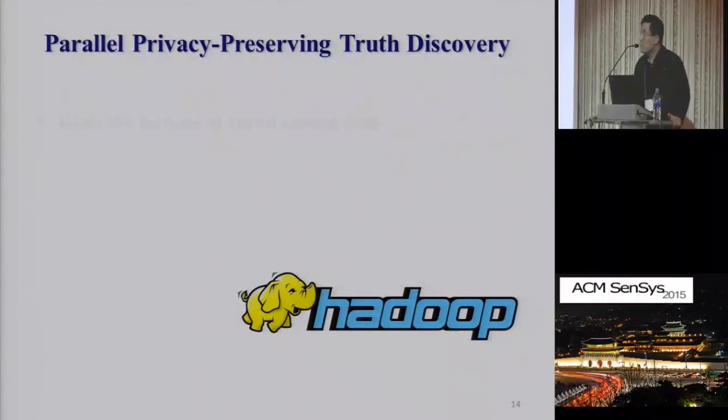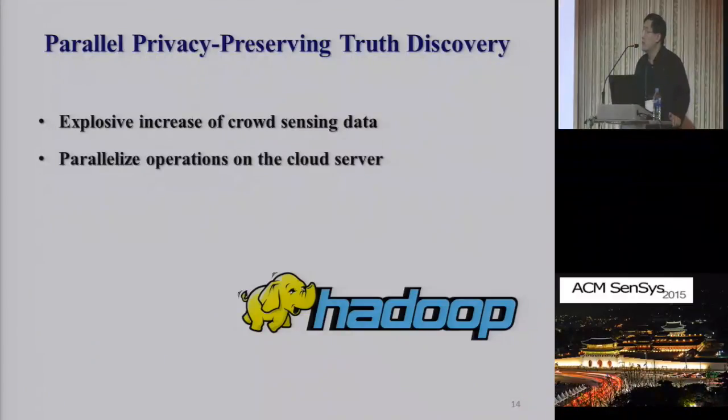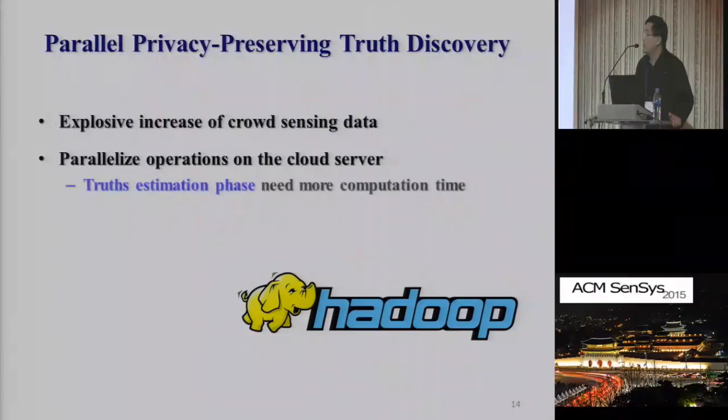So in order to handle the explosive increase of the crowd-sensing data, we actually parallelize some operations on the cloud server. Because compared to the weight estimation phase, the truth estimation phase consumes much more computation time, we use the MapReduce framework to parallelize the truth estimation phase.